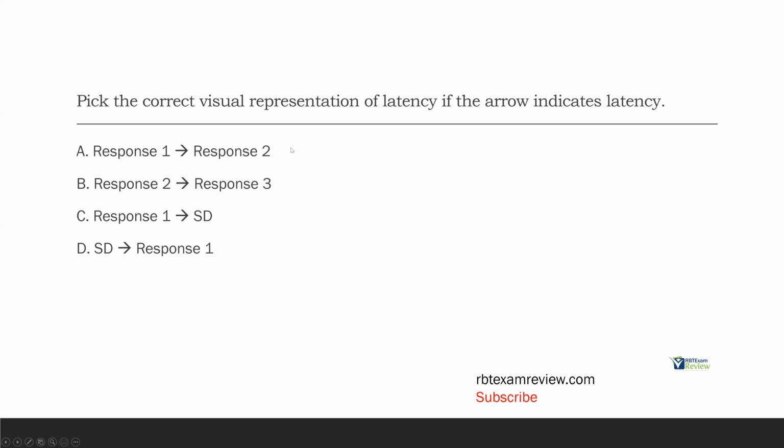Pick the correct visual representation of latency if the arrow indicates latency. So latency is what? Latency says we are looking for the time in between the SD and the response. So if the arrow is latency, A would be what? Response 1 to response 2 would be interresponse time, time between responses. B, response 2 to response 3 would be interresponse time, time between responses. C, response 1 to SD, nothing. D, SD to response 1. So time in between SD and response 1 is latency. Pick the correct visual representation of latency. D, SD to response 1.